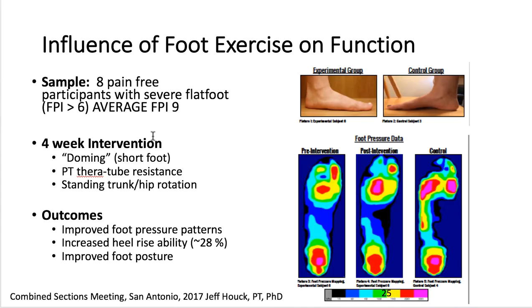This is an example of how that might benefit people. So here we have people with severe flat foot, an average of 9 on the foot posture index, that are undergoing a 4-week training program, and we're measuring their outcomes before and after. The 4-week training program includes doming or short foot exercises, theraband exercises seated to maximally load the posterior tibialis muscle, and a standing trunk rotation while maintaining doming.